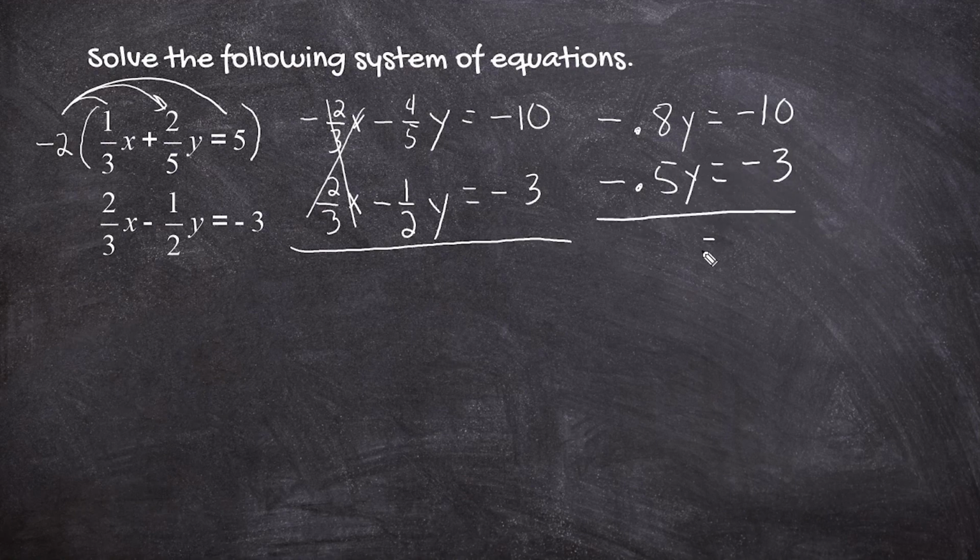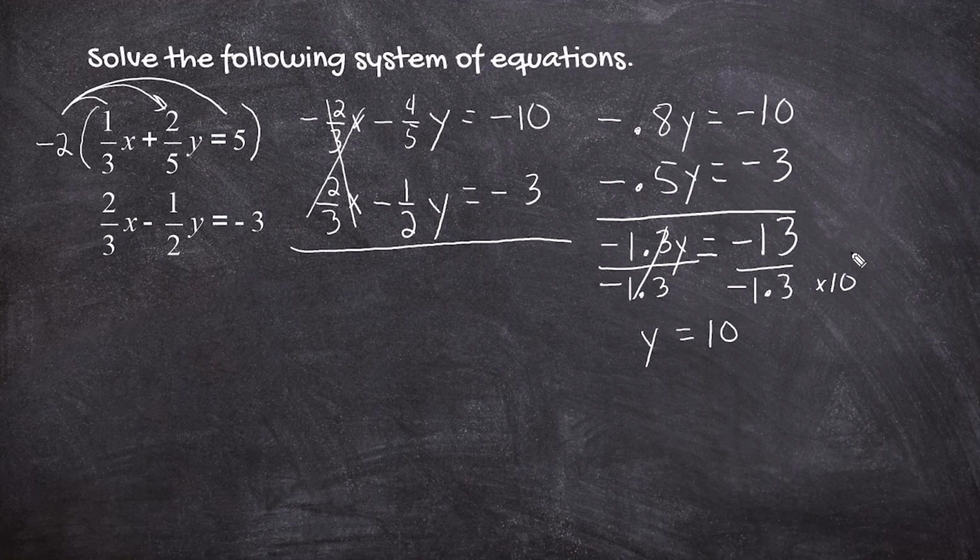Now, we're going to add the -10 and -3, which is -13. -0.8 and -0.5 is -1.3y. Now, to solve for y, we divide both sides by our coefficient of -1.3. Now, I can see that y is going to be equal to +10, and here's why. If I were to multiply this denominator by 10, we would get -13, because multiplying by 10 is just moving the decimal one space over to the right, and if we did that, we would get 13. Therefore, -13 divided by -1.3 must be 10.